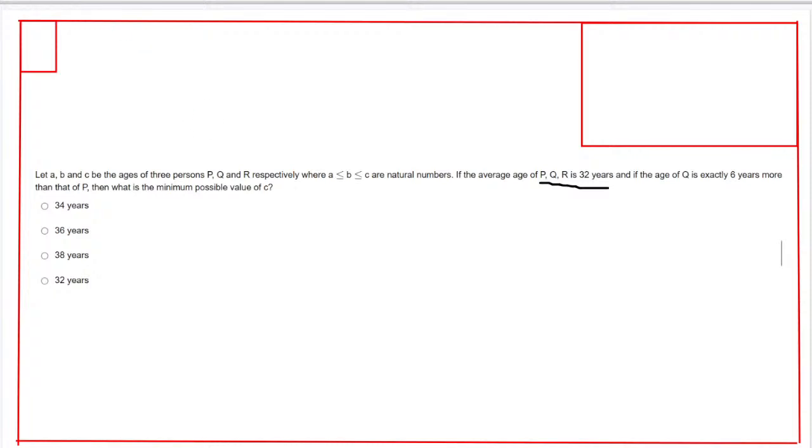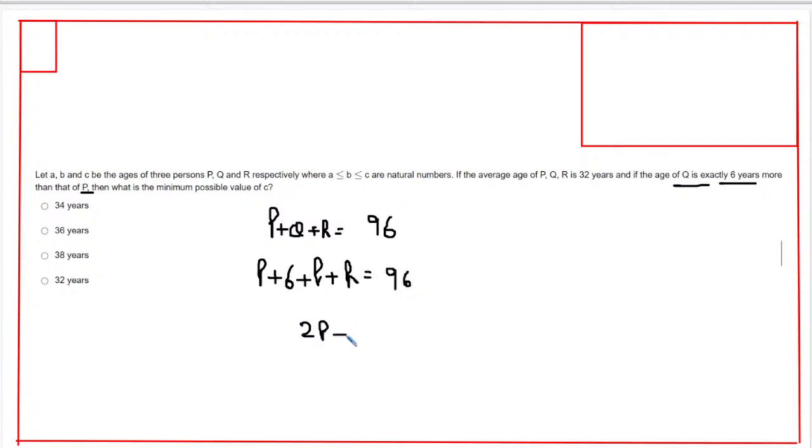Average of PQR is 32 years. That is P plus Q plus R is 32 into 3, which is 96. And it is given that Q is 6 years more than P. So Q is 6 years more than P. We have this equation 2P plus R equals 90. And there is this inequality between them. You have to find the minimum possible value of C. What is your answer? Minimum possible value of C means what is the minimum possible value of this R?